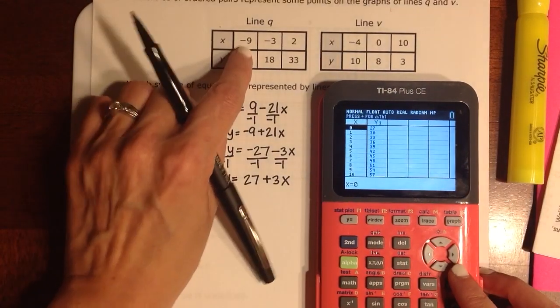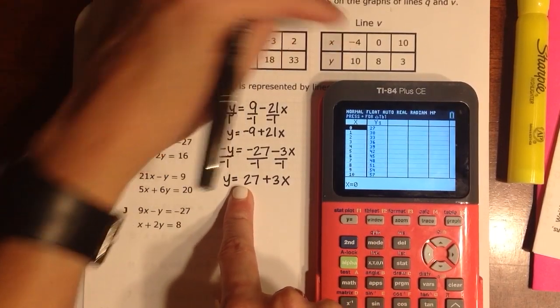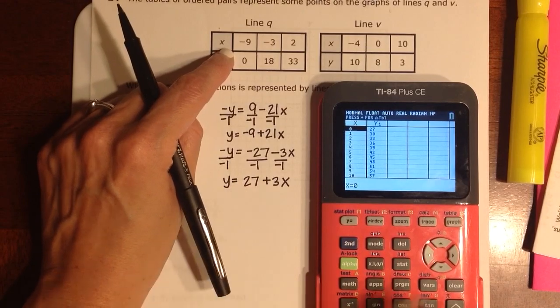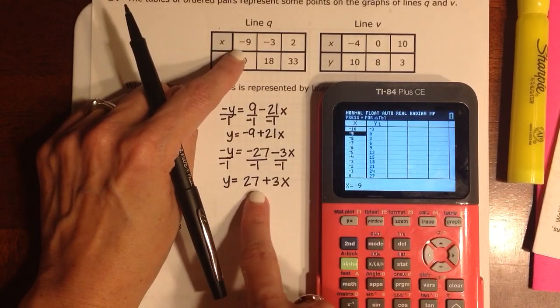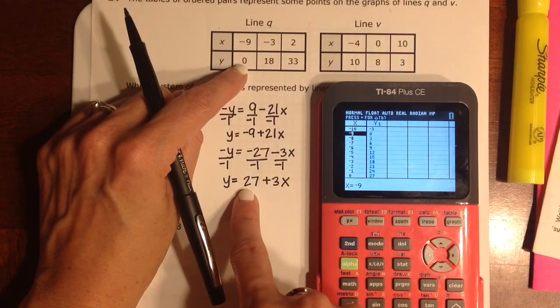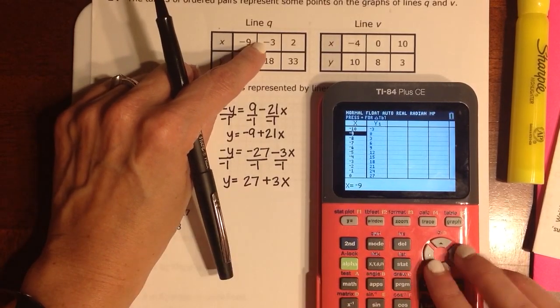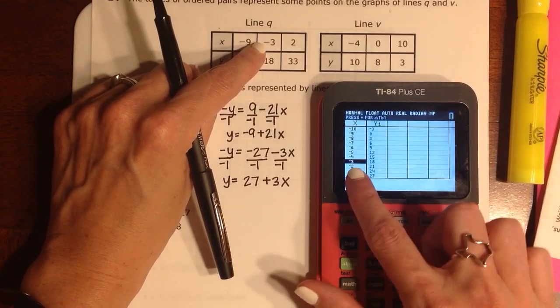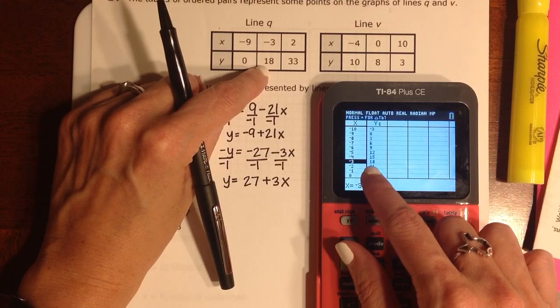Now remember, I'm going to check to see if this equation matches line Q or line V's table, so I'm going to check line Q first. So I'm going to go up to negative 9, and it is 0. Okay, so it matches that first x, y ordered pair. Let me see if it matches the second one. So now I'm going to go to negative 3, and you can see that negative 3 does indeed give me an output value of 18.